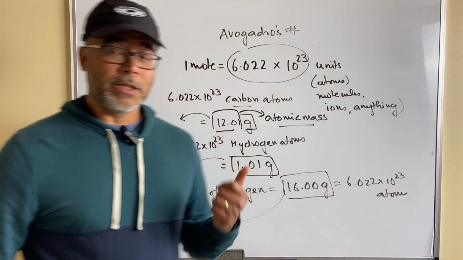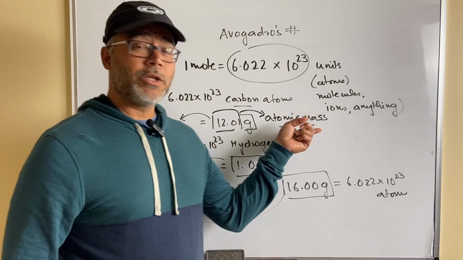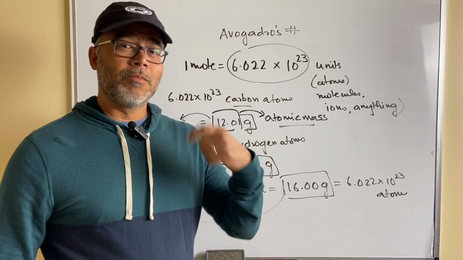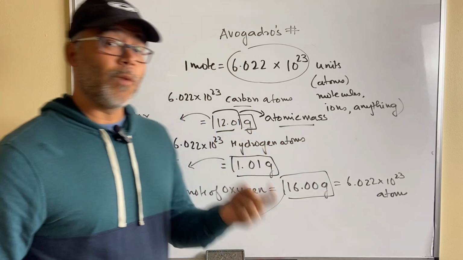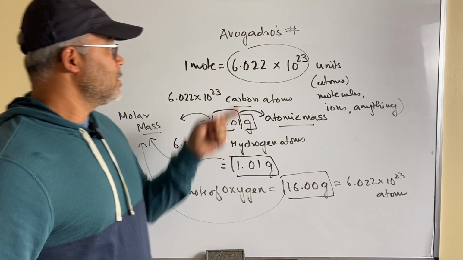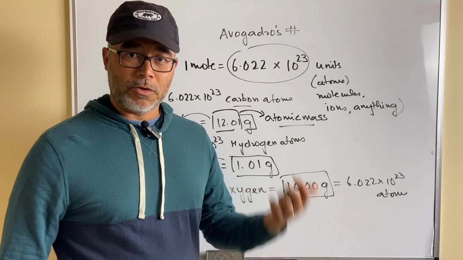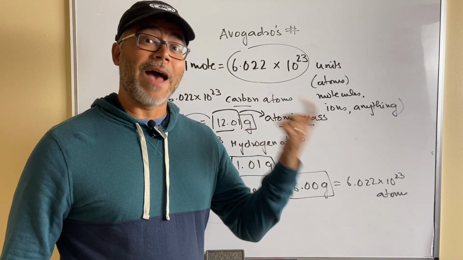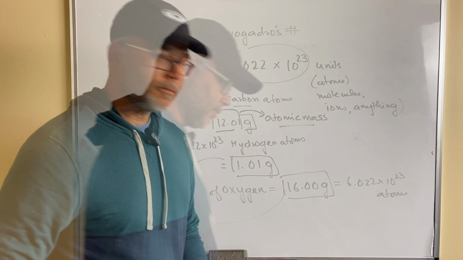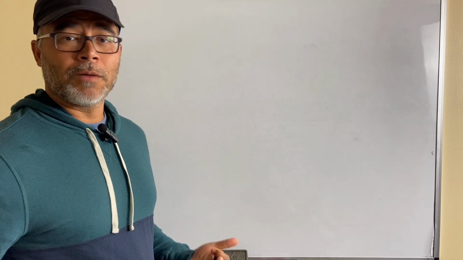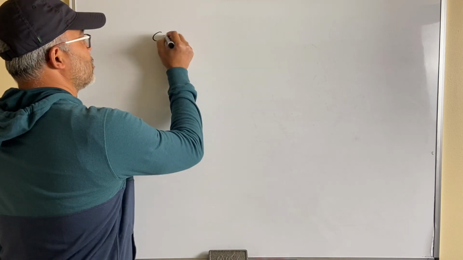Now, key point of difference here: when we talk about atomic masses, we're talking about the mass of one atom. When we talk about molar masses, we're talking about the mass of 1 mole of atoms, which is Avogadro's number, 6.022 times 10 to the power 23, of atoms. Let's go ahead and practice a few of these. So let's say you have to calculate the molar mass. Let's write this down.